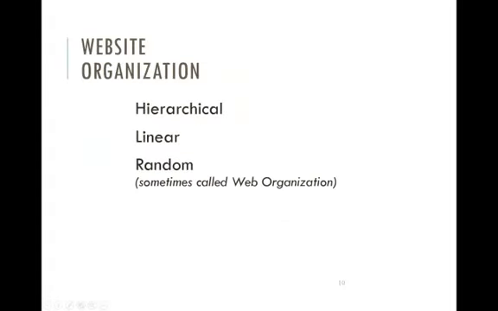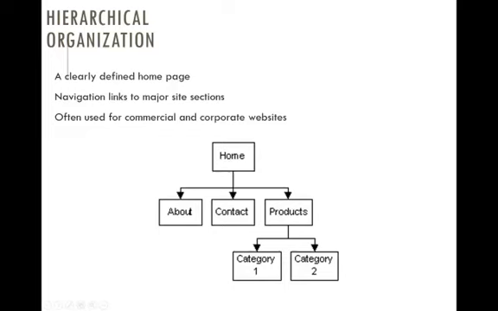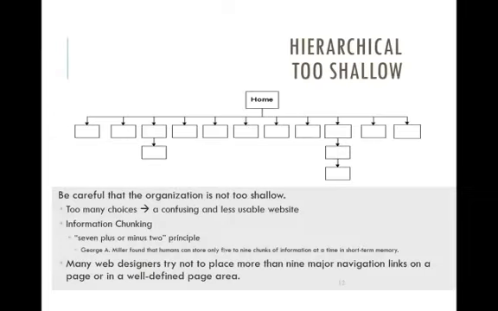We have three types of website organization: hierarchical, linear, and random. In a hierarchical organization, there's a clearly defined homepage and then the navigation's linked to the major site sections. This is often used for commercial and corporate websites, and you can see that it's in a simple kind of org chart layout. If you have too shallow of a hierarchy, you're going to have to make too many choices, and that's going to be confusing to the user.